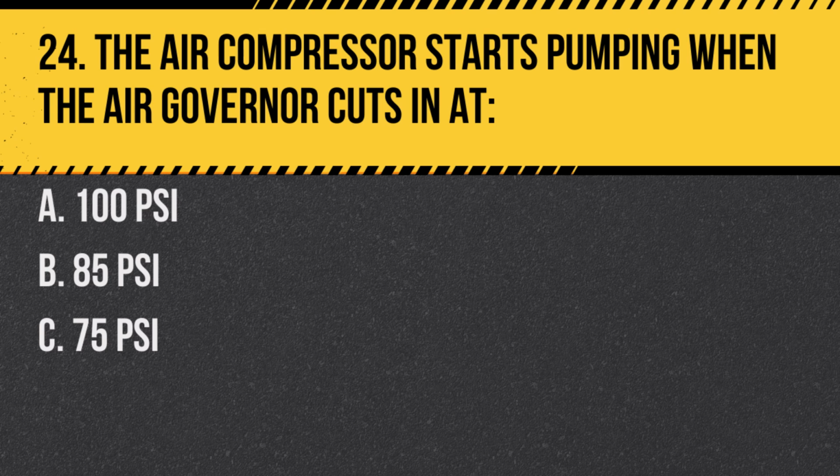Question 24. The air compressor starts pumping when the air governor cuts in at A. 100 psi. B. 85 psi. C. 75 psi. Answer. B. 85 psi. The compressor starts to restore pressure when it drops to this level.